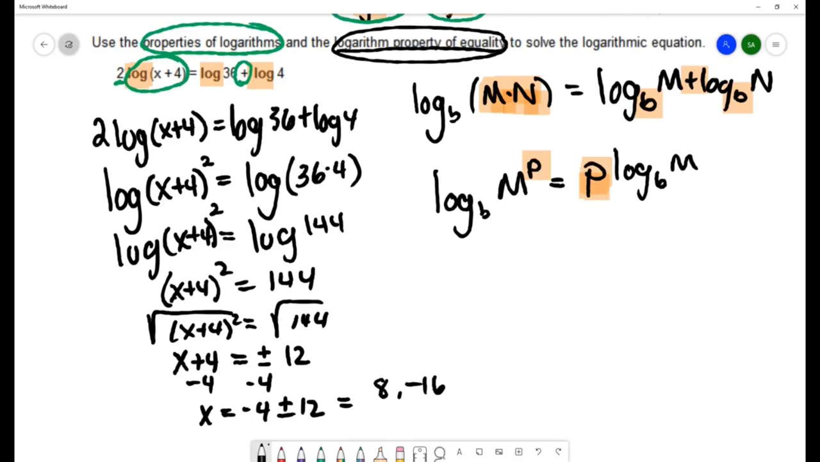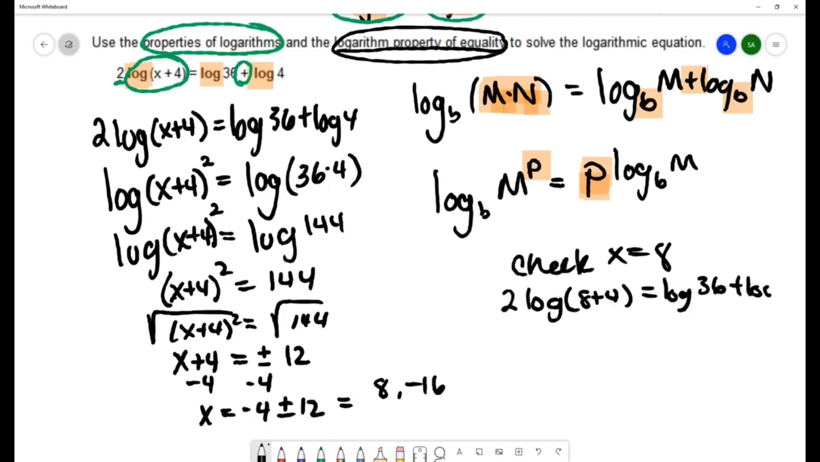Now this is a log equation, and log expressions have restricted domains. So every time we solve a log equation, we need to check to make sure that these values are in the domain. So let's check x equals 8. In the original equation, that's 2 log of 8 plus 4 equals log of 36 plus log of 4. Now the restriction on logs is that you must take the log of a positive. 8 plus 4 is a positive, and so we'll keep that solution of 8.